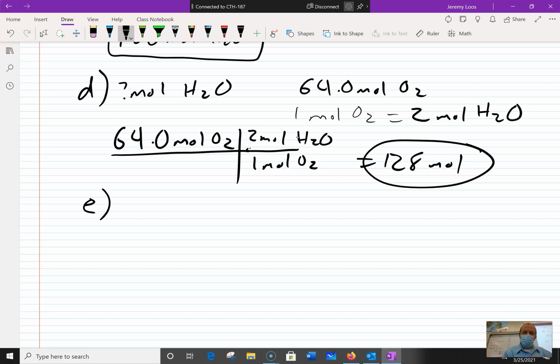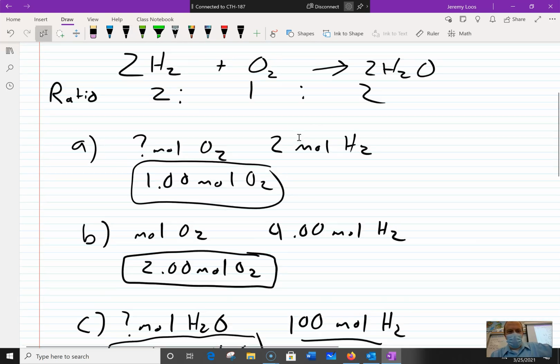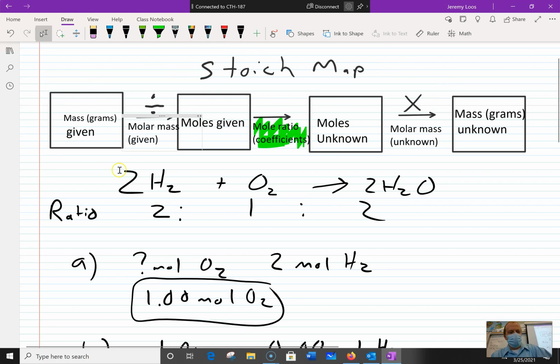So if we're not paying too good attention and we just glance at E, we might think it's the same problem. But there is something different about it. What's the difference between D and E? Grams. Now that makes a big difference, because that ratio does not work for grams. So unfortunately, I can't just multiply this number by 2 and get 128 grams. It's not correct. If we look up at my map here, this is why we have to pay so much attention to what unit we're being given.